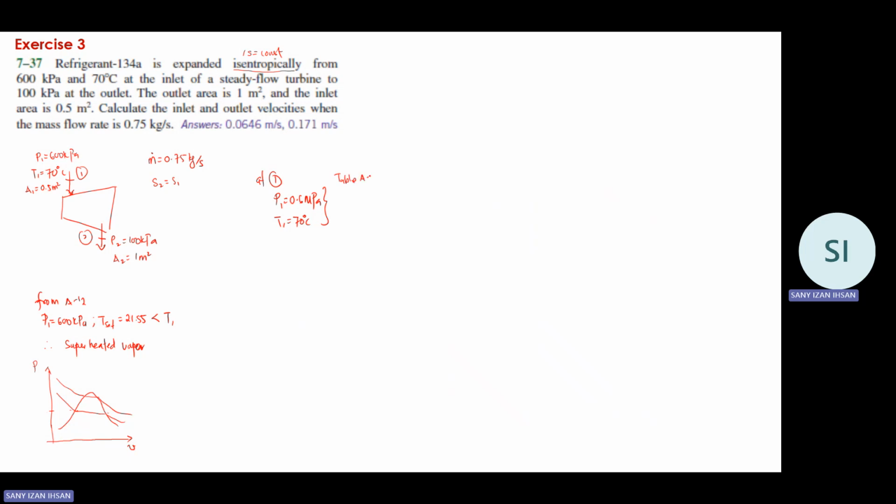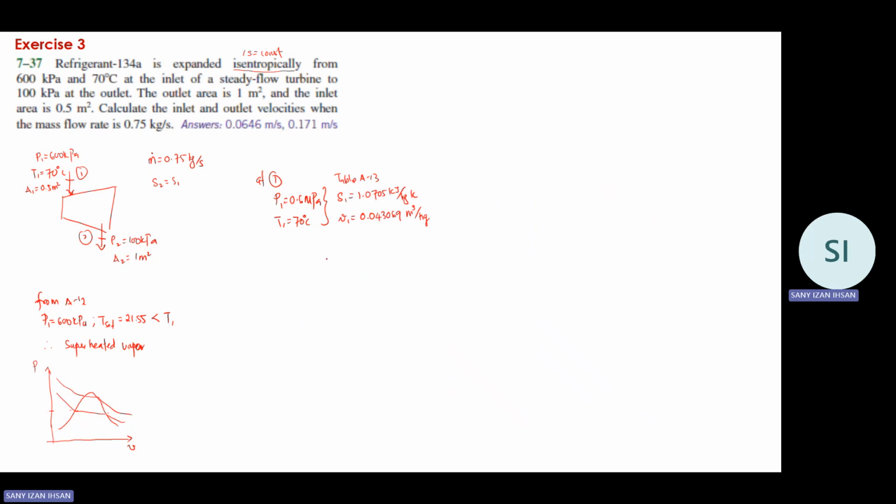Table A13. So if you do that, then you have S1 equals 1.0705 kilojoule per kilogram Kelvin. And V is 0.043069 meter cube per kilogram. Okay, you can refer to the table.